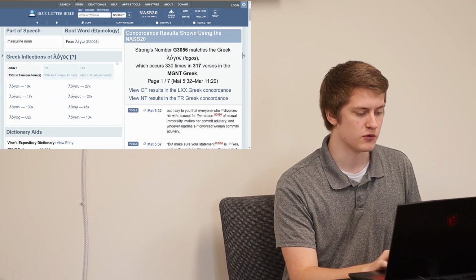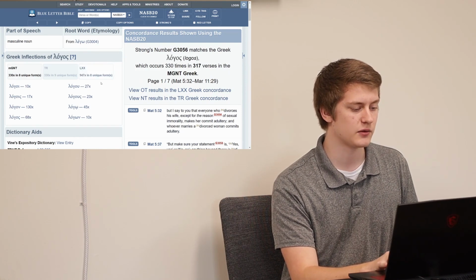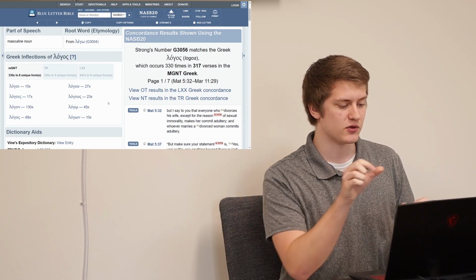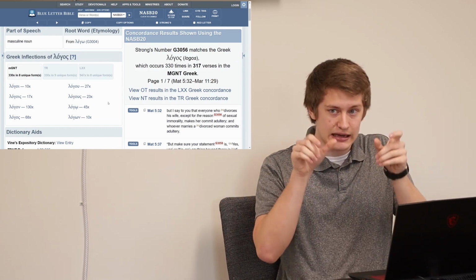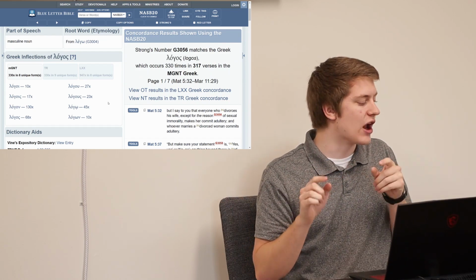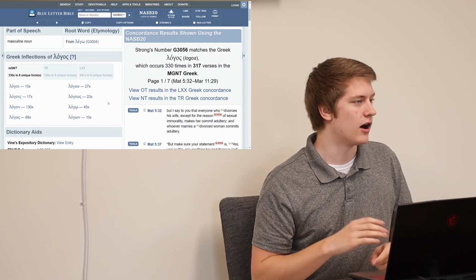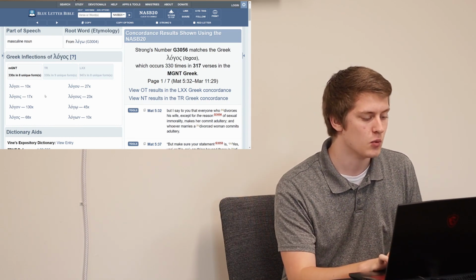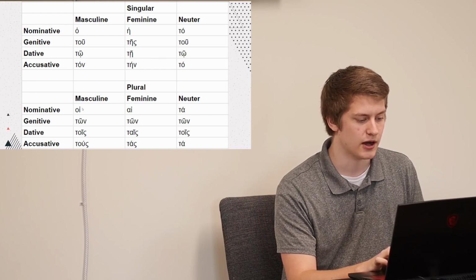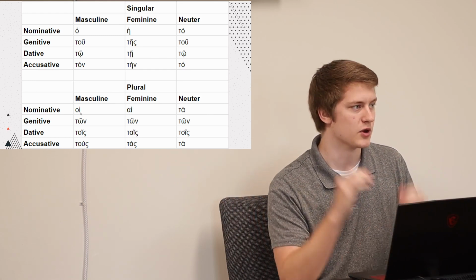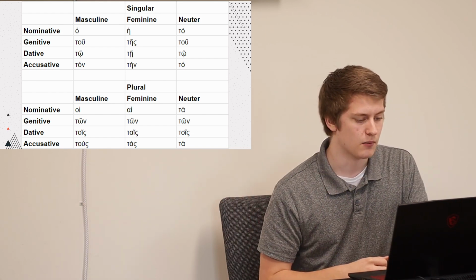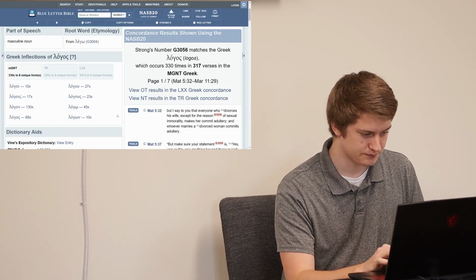So you can look at Greek inflections of logos. We have different forms that the word takes. Notice how they usually change the endings for the different parts of speech, and some of those endings are very similar to the article forms we were looking at. So we have logoi here, and if we look back at the plural masculine nominative, we also have oi. So there are some similarities here with how words change.